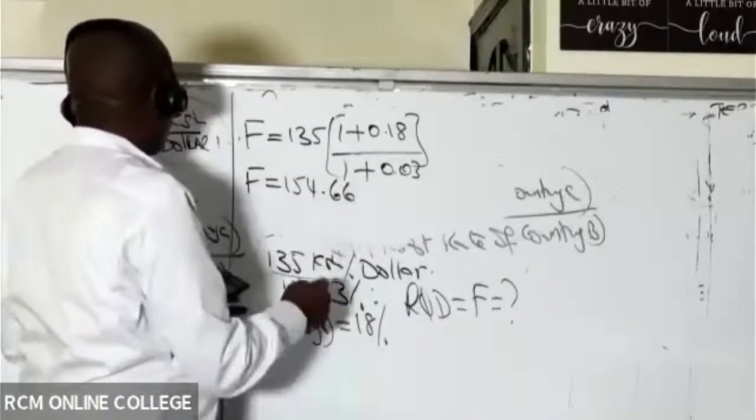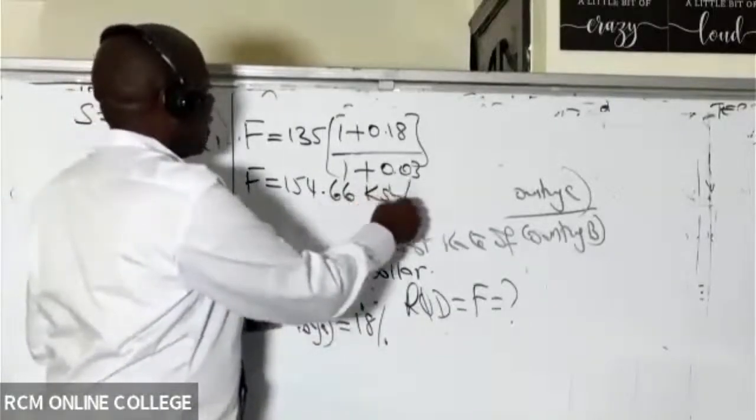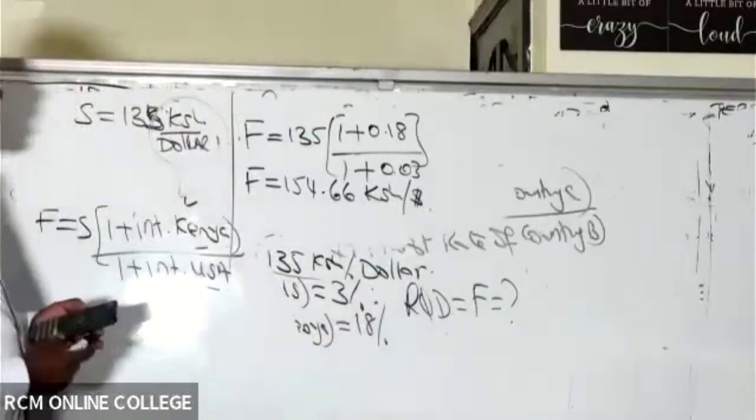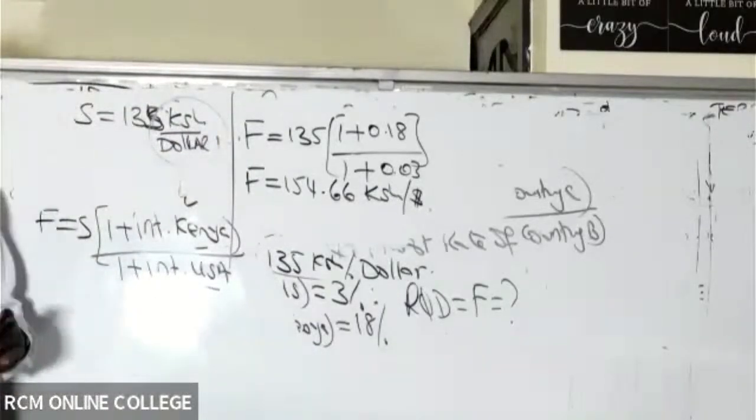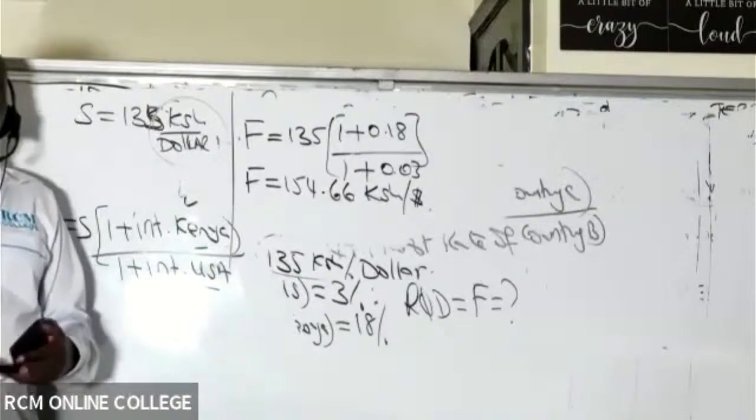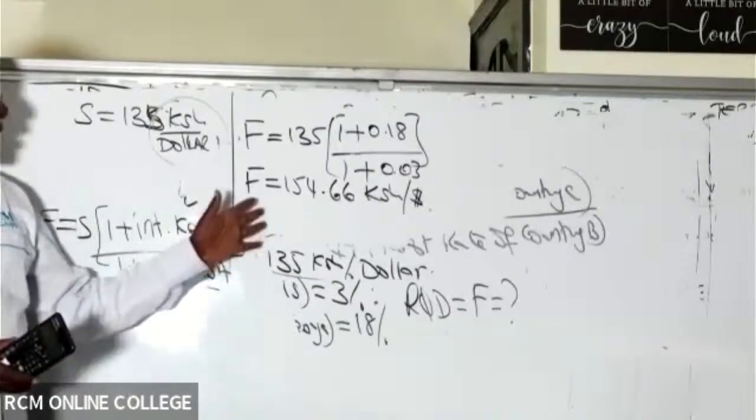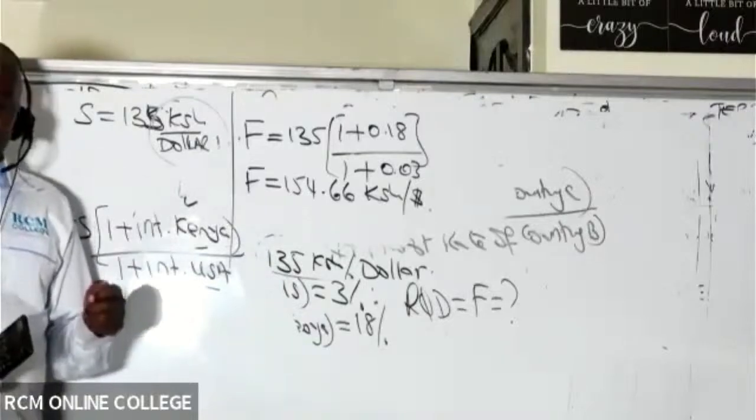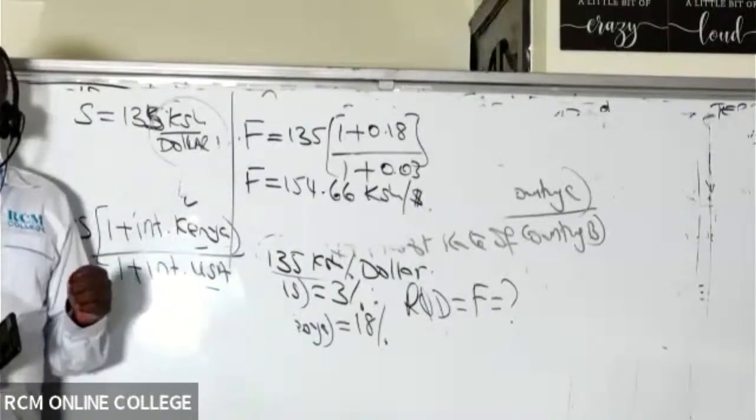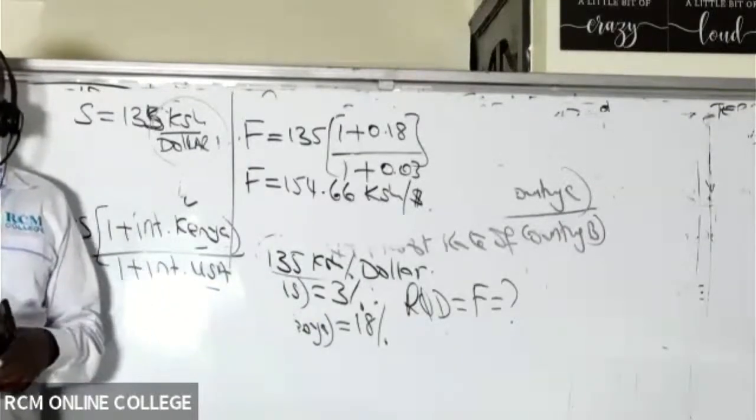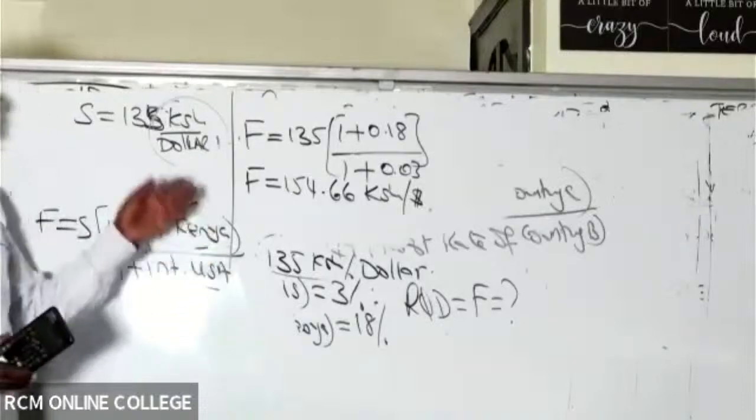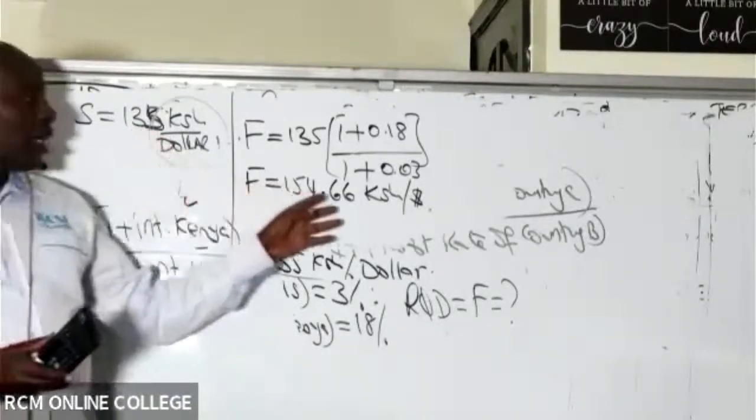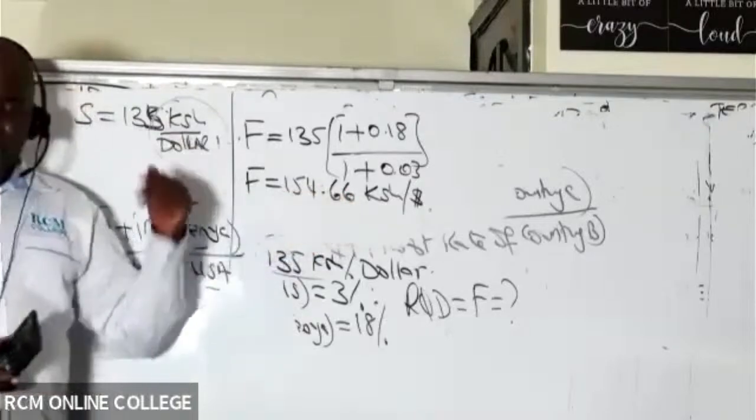154.66. In this case here, Kenya shillings per what? Per dollar. So then, ladies and gentlemen, what are you able to see here regarding the Kenya shilling? Is the Kenya shilling gaining value or losing value? Because initially $1, we could get it for 135. Now we are getting $1 for what here, somebody? Quite a lot, quite more.